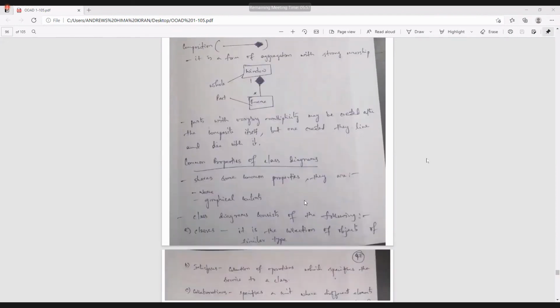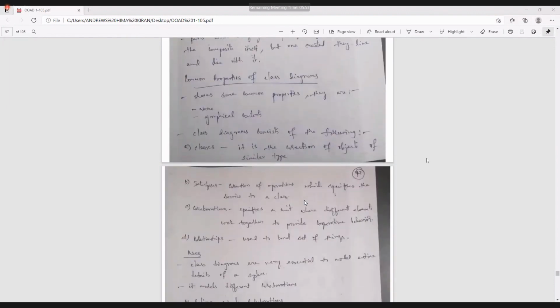Next, common properties of class diagrams. A class diagram consists of the following: classes, interfaces, collaborations, and the relationships. You all know about this. Class is nothing but a collection of objects of similar type. So under each individual class, we can include these attributes and similar types of operations under one class, like that. Next, interfaces. Interface is nothing but which specifies the service of a class. That means we can specify only the operations and the relationships of the responsibilities of the class.